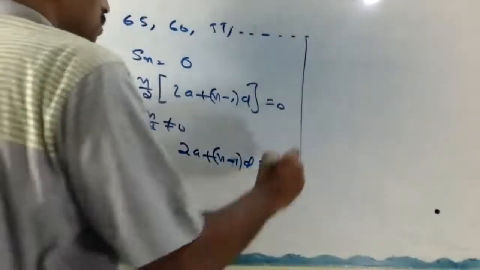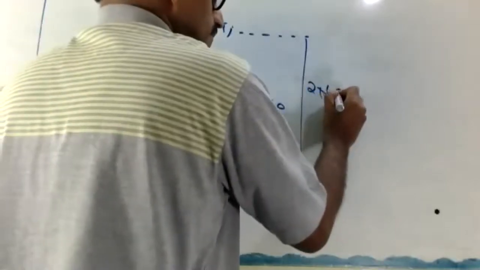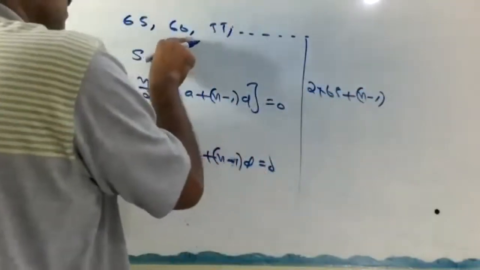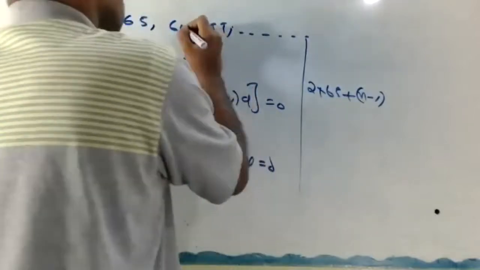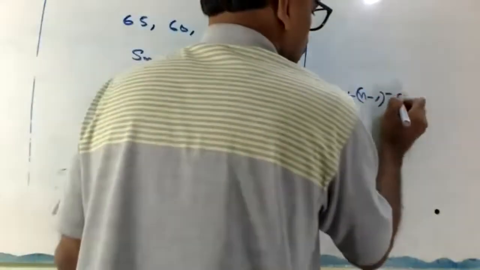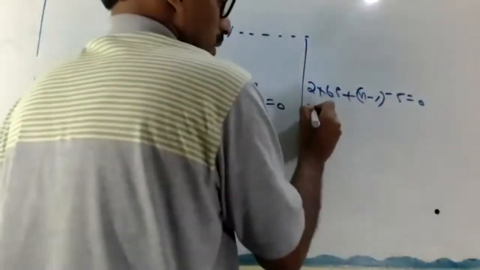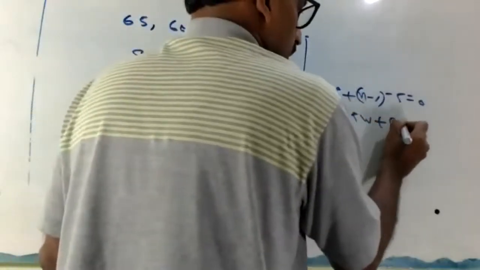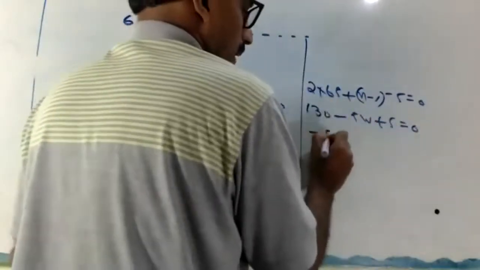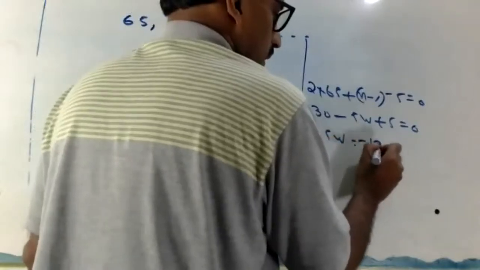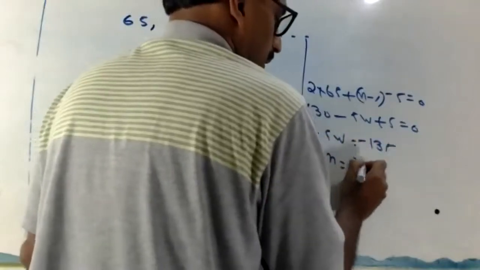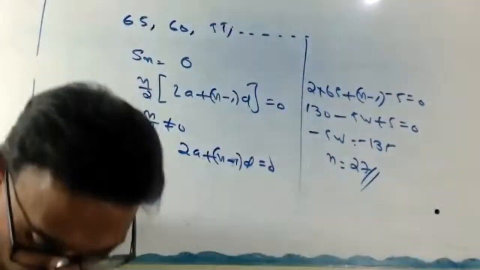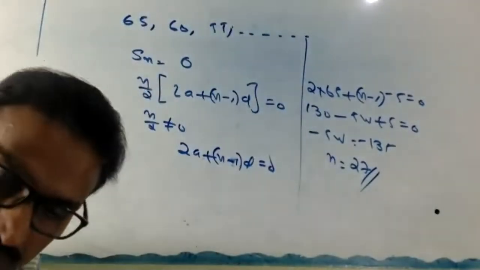That is 2 into 65 plus (n minus 1) into d, where d is 60 minus 65, which is minus 5, equal to 0. So 130 minus 5n plus 5 equal to 0. So minus 5n equal to minus 135. n equal to 27, since 135 divided by 5 equals 27. That means 27 terms are there.